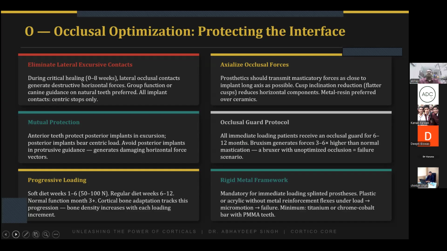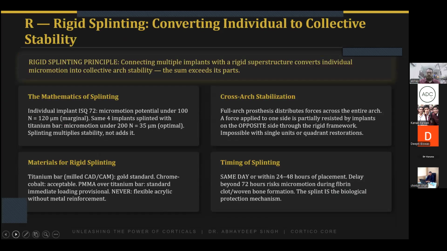Rigid splinting is the most important thing. Why I have told you to reduce the micromotions: you rigidly splint the abutments of the implant so that there is no micromotion while the patient chews from those areas. We do not want any kind of lateral forces, or any forces that are not generated in a parallel way, which are the forces that are going to affect my crestal bone.